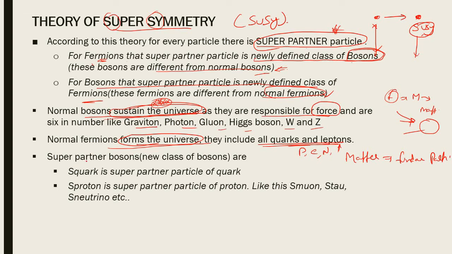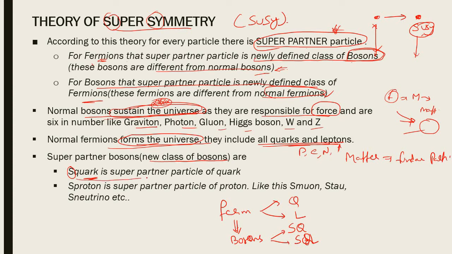So super partner bosons means a newly defined class of bosons for quarks. For fermions, we know fermions are divided into quarks and leptons. For these, they defined a newly defined class of bosons. For that, they just added a term S in front of them. So S quarks, S leptons, like that.